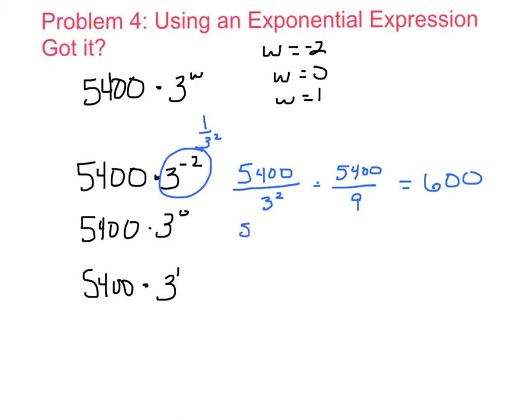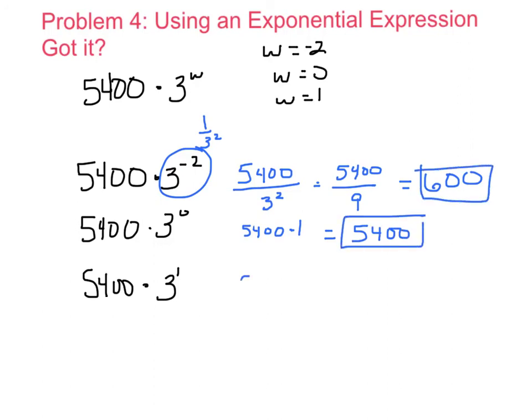Next one, 5,400 times 3 to the 0 power. 3 to the 0 power is just 1, so that's just going to give us 5,400. Then 5,400 times 3, well, 3 to the first power is just 3. So 5,400 times 3 is going to give us 16,200.